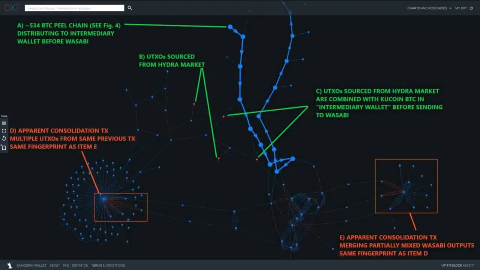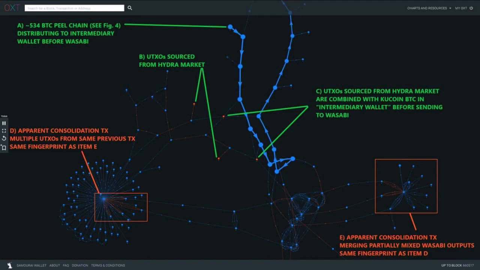So let me move on to figure 8, which describes this process a bit further. In this figure, I've reoriented the transaction graph from figure 4. The Peel chain is now on top. We see this intermediate wallet at item C. There's a P2SH address, which was different from the Peel chain addresses, and which is not a Wasabi address, which stuck out like a sore thumb.